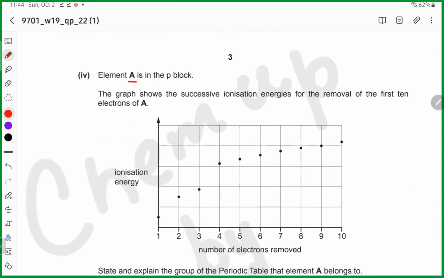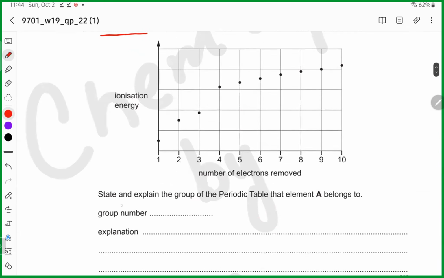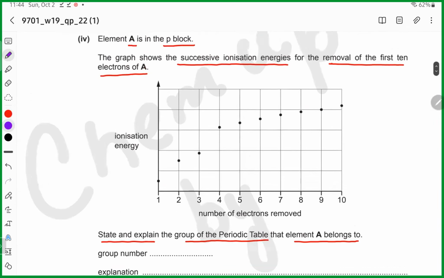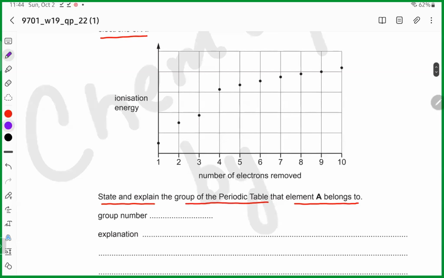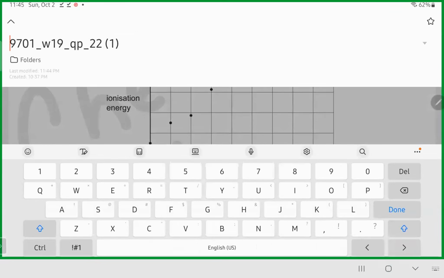Element A is in the p block. The graph shows the successive ionization energies for the removal of the first 10 electrons of A. State and explain the group of the periodic table that element A belongs to. Can anybody predict the group of element A, in which group it is present? If you look at the graph, you can easily identify. Sir, fourth group. No, not the fourth group. It is the third.